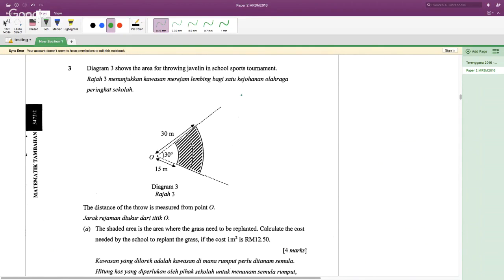We want to find the area of the shaded region, so it's very easy. I will say shaded area equals the big sector minus the small sector. Of course, you don't do this in the exam, I just show you.